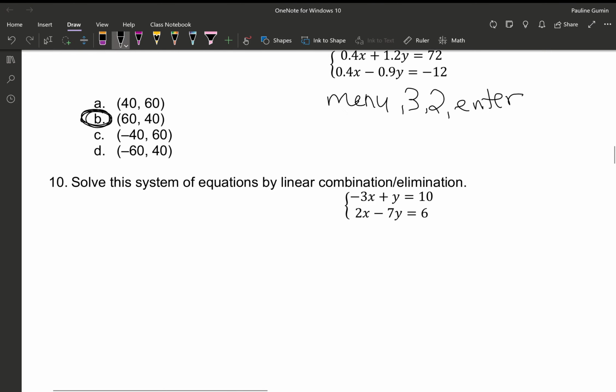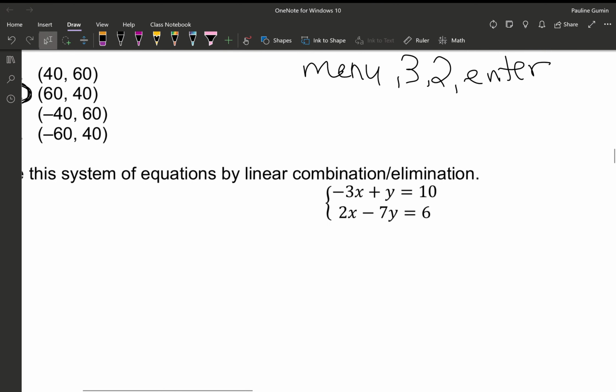Number 10. Solve this system through linear combination / elimination. Now when we're doing this, we are looking for opposites. Now, on my x's and my y's, I see kind of opposites. There is one negative and there is one positive, but they're not the same number. I feel like doing the x's this time, so let's do it.